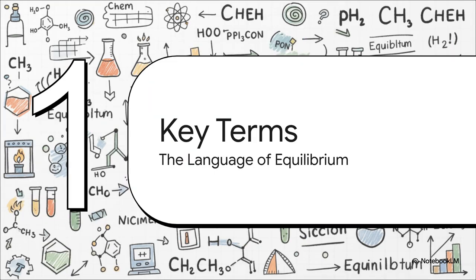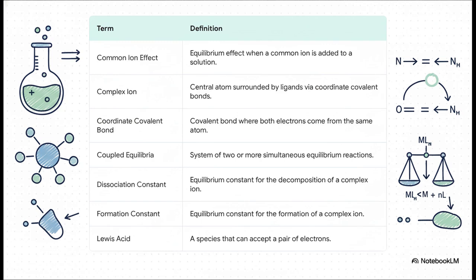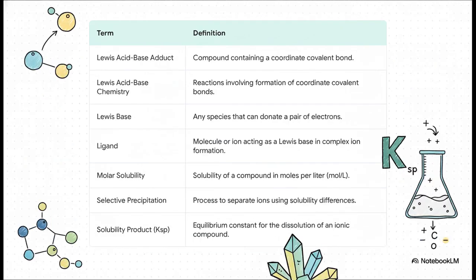Okay. Before we get into the nitty-gritty, we have to make sure we're all on the same page, speaking the same language. These key terms are seriously the foundation for everything else, so getting these down is absolutely crucial. Here's our first batch of vocab. What's really interesting is how some of these terms, like the common ion effect or coupled equilibria, already give you a hint that none of these reactions are happening in a vacuum. They all influence each other. I'm not going to read every single one, so this is a great time to hit pause and just get familiar with these ideas. And here is our second set of terms.